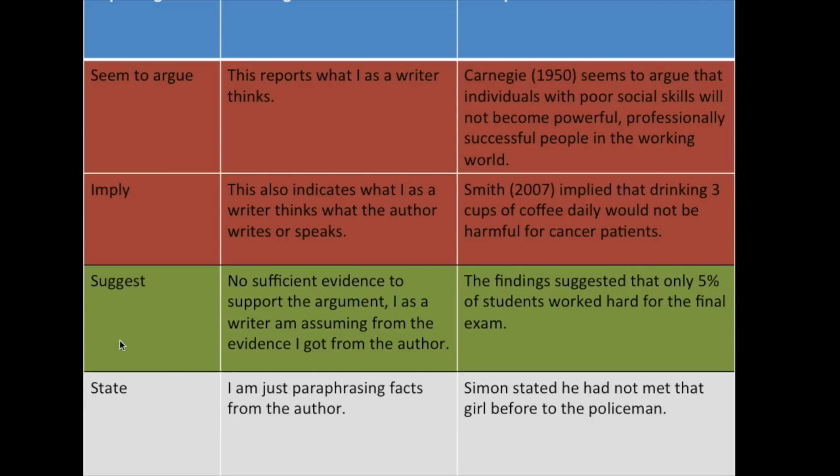Another reporting verb is suggest. When we use suggest, it means there is not sufficient evidence to support the argument. I, as a writer, am assuming based on the evidence from the author. So they are pretty weak in terms of the strength of argumentation. Also, state is a pretty neutral reporting verb in that it is just paraphrasing the facts in the article without much argumentative inclination in it. It means that the author really said that, but the writer may or may not agree. I hope these two charts give you some help in terms of the meanings of frequently used reporting verbs.